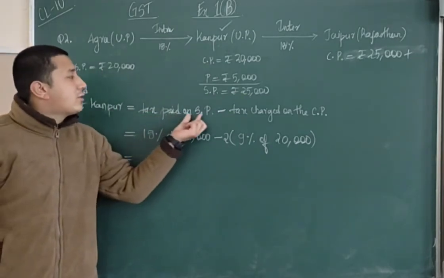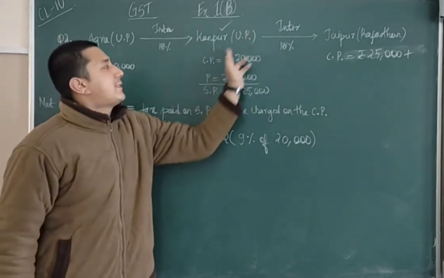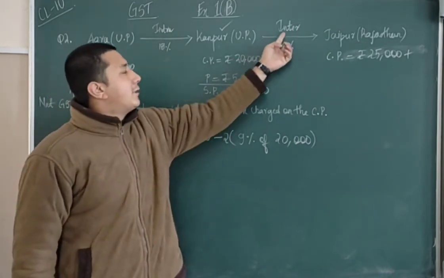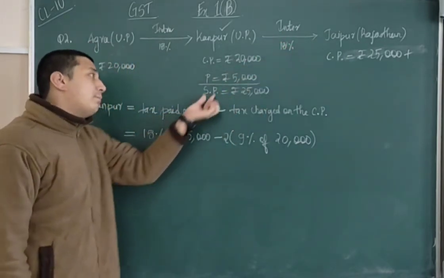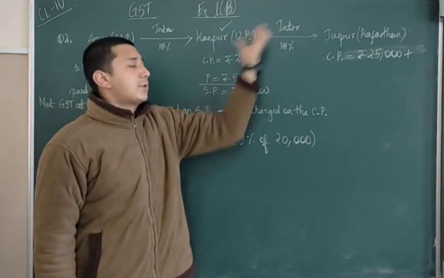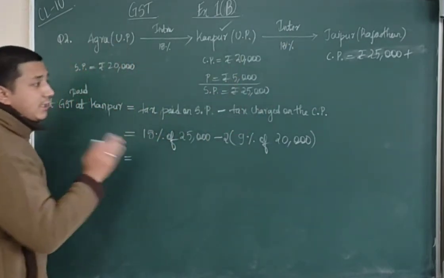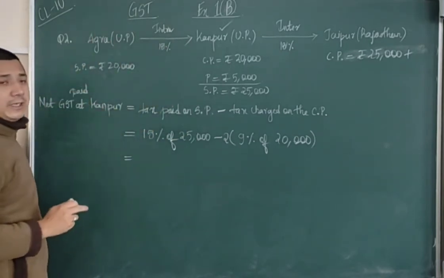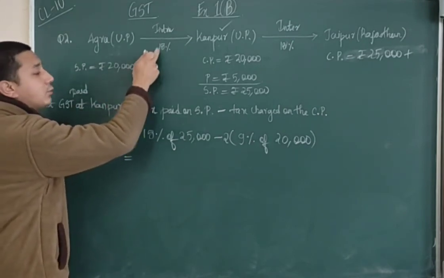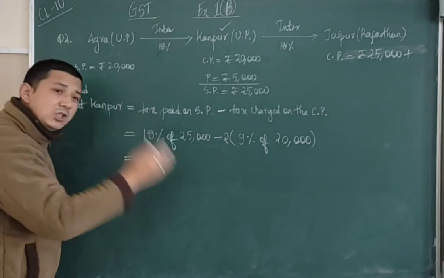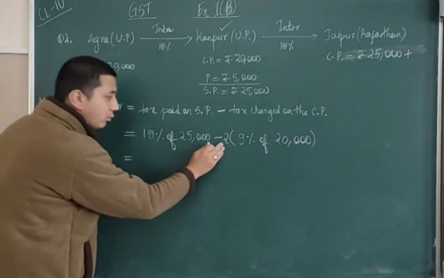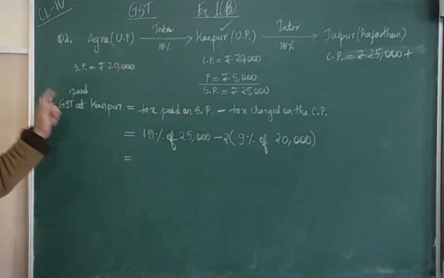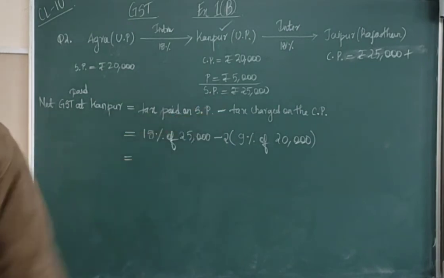So now, tax paid on selling price means what was the case? Selling price is this. He is giving the tax to you. What was the case? Inter. What is the rate of GST? 18%. So 18% of 25,000, because the case is inter. And tax charged on the cost price. When you're buying, the case was intra, so I have divided this 18 by 2. So twice, because it will be the same, no? CGST plus SGST, isn't it? So 2 times 9% of 20,000. When I calculate this, I'll be getting the net GST at Kanpur. So please pause the video, note it down till here.